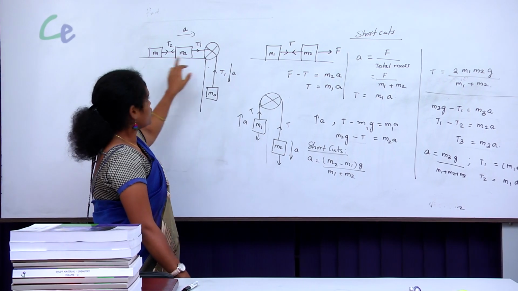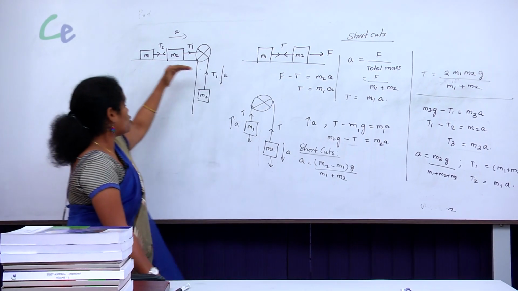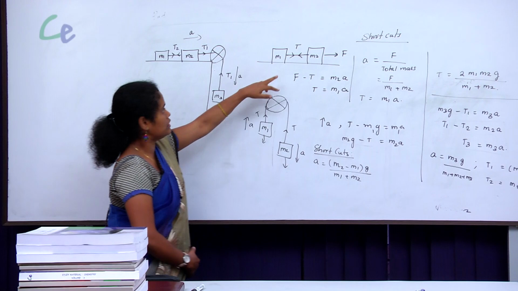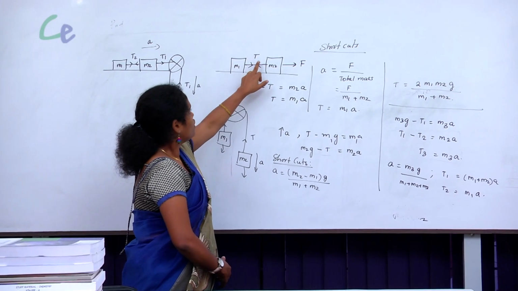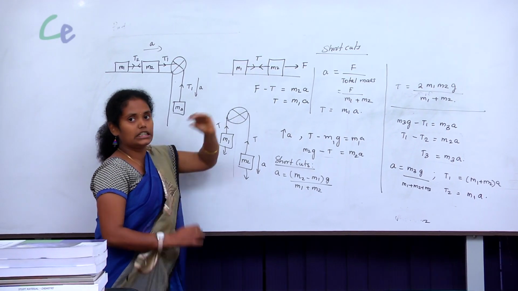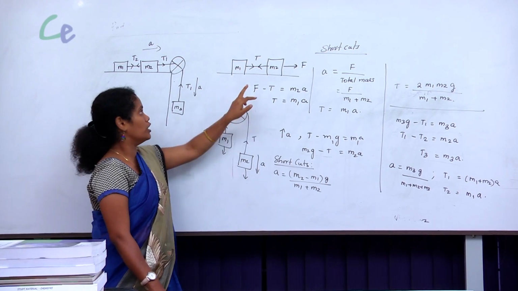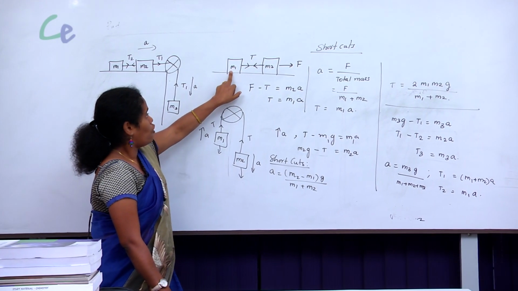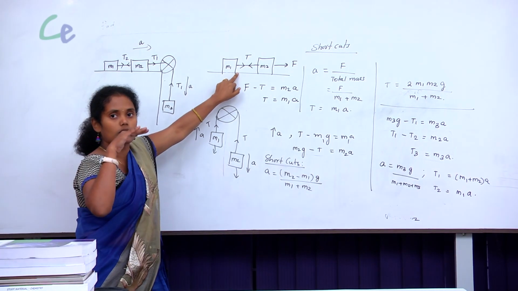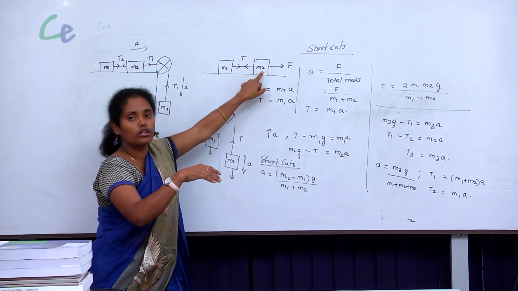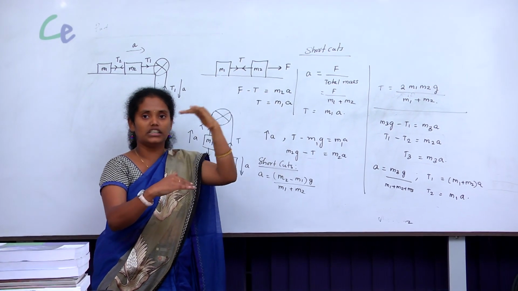Let us consider objects of mass m1 and m2. The objects are accelerating in this direction. What is tension? Tension is a force exerted against a pulley. So, for the object of mass m1, tension T is exerted in this direction. For the object of mass m2, tension T is exerted in this direction.